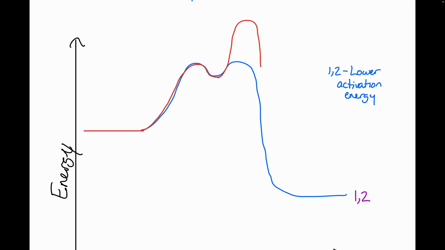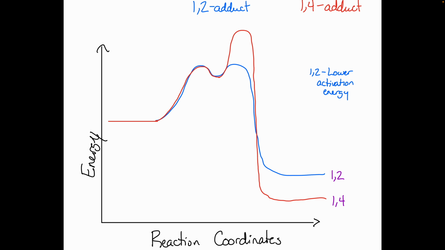All right, but our red curve here continues to fall just like the blue curve, but it will actually finish out at a lower energy level than the blue curve. All right, remember the red curve represents our 1,4 product. All right, so we just want to note that whereas our 1,2 has a lower activation energy, our 1,4 has a lower final energy. Or product energy, maybe we should say.